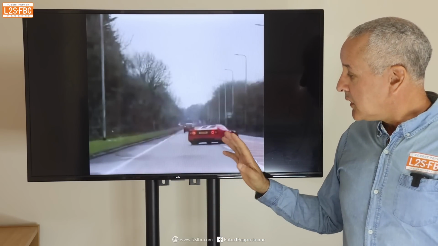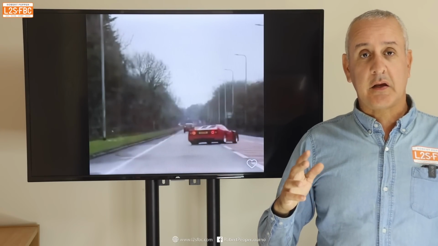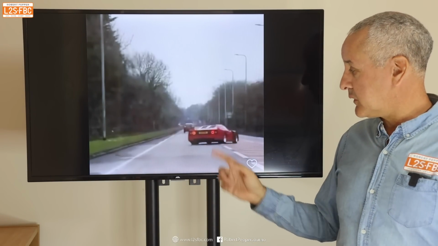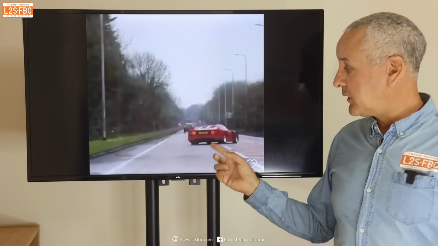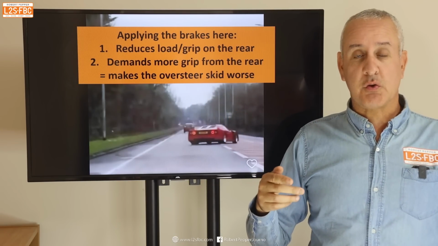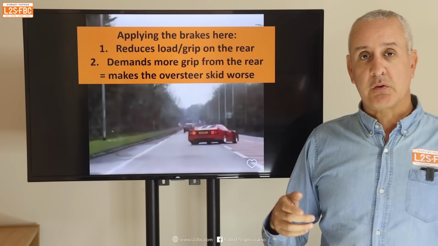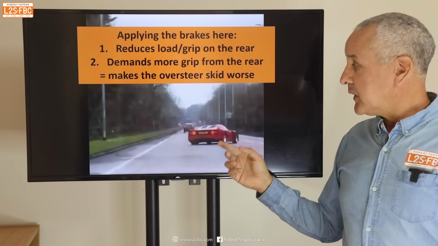Now, you've got to look at when the driver applied the brakes as well, and that is part way through the skid, and this is just the point after we've applied the brakes. We can tell by the brake lights. Now, a couple of things going on here. When you apply the brakes in a situation like this, when the car is already rotating, you're actually going to make the situation worse, and the reason for that is twofold.